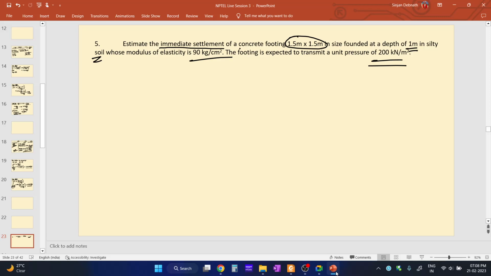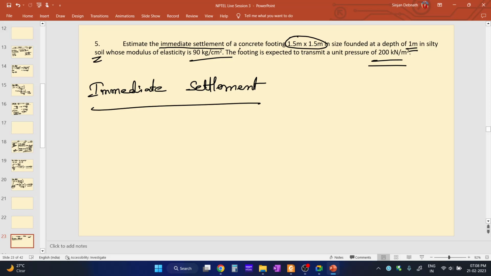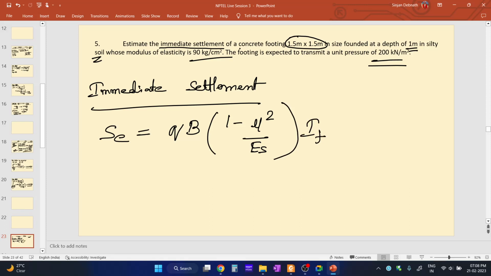So what is the formula for the immediate settlement? Let me denote it by SE, that is elastic settlement. So it is QB (1 minus mu square) by ES into IF.